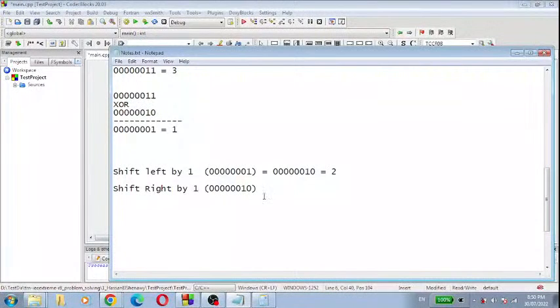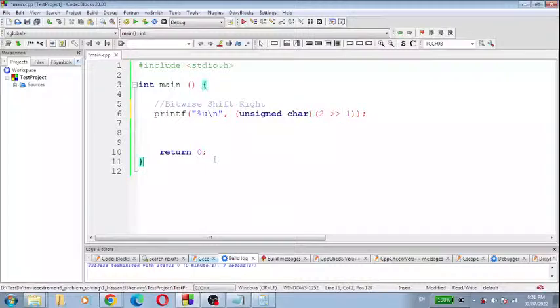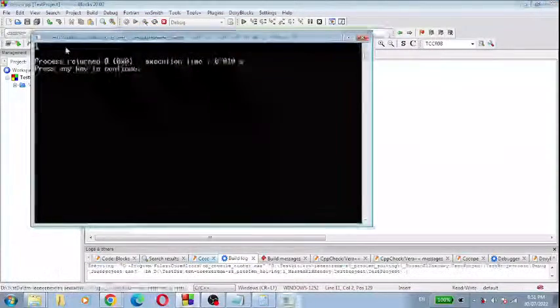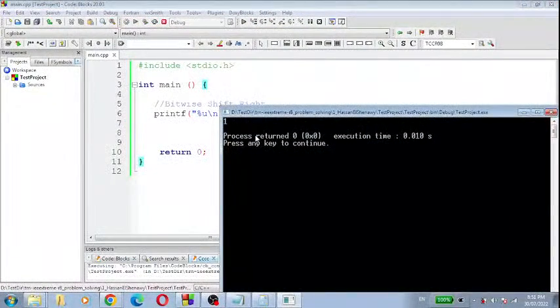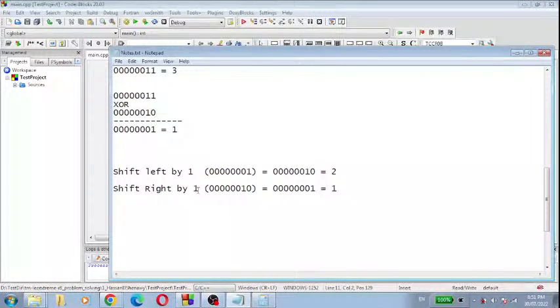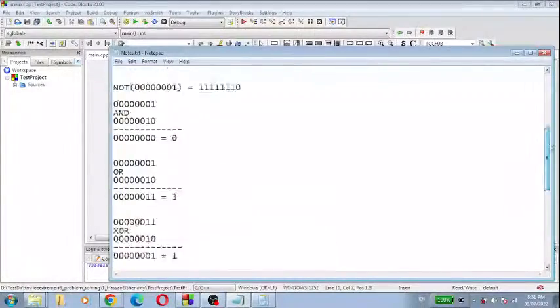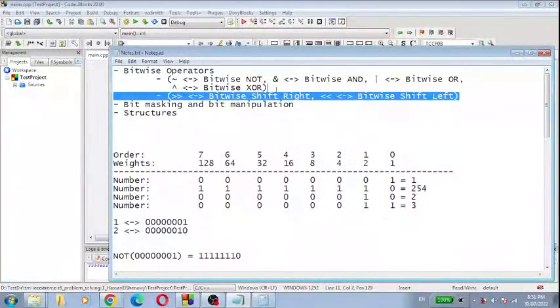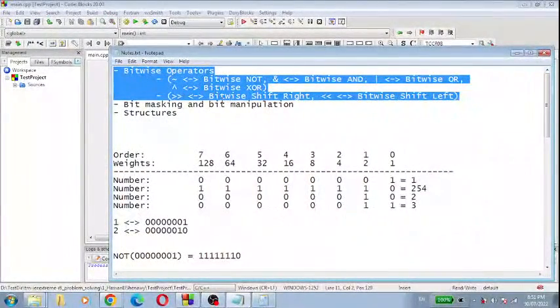It's going to be equal to this. It's shifted to the right by 1, and that is 1. So let's run this, and I'm getting 1, so I'm right. So these are the bitwise operators in C or C++ language.